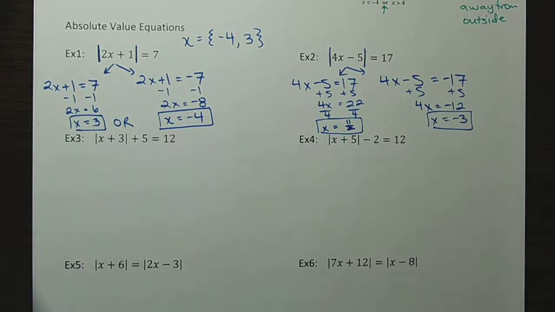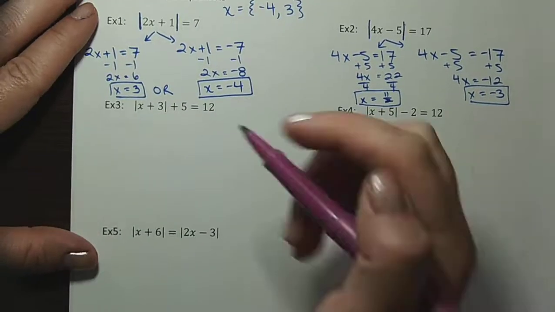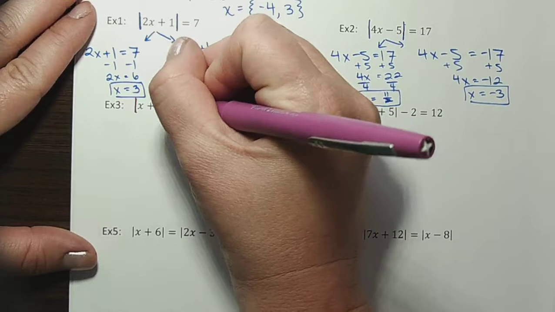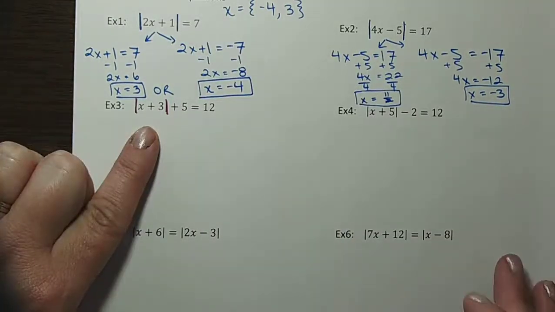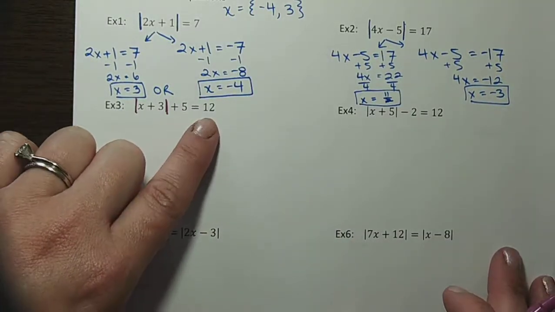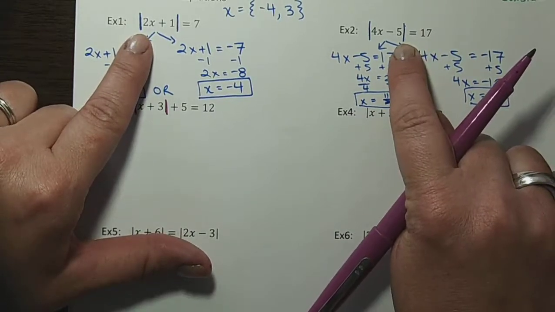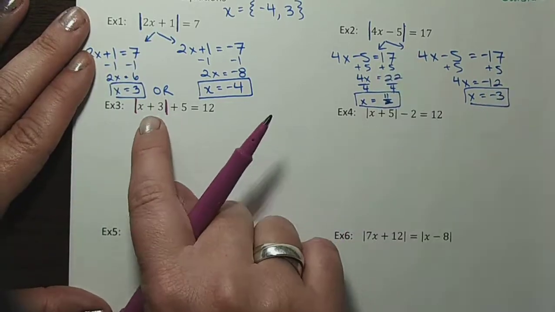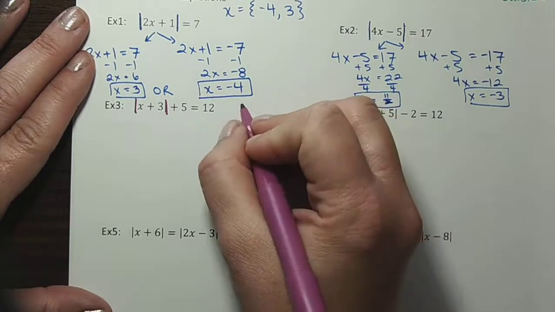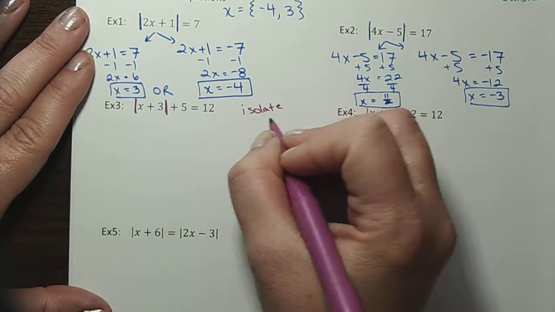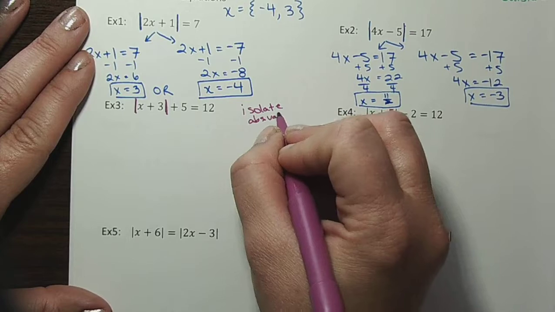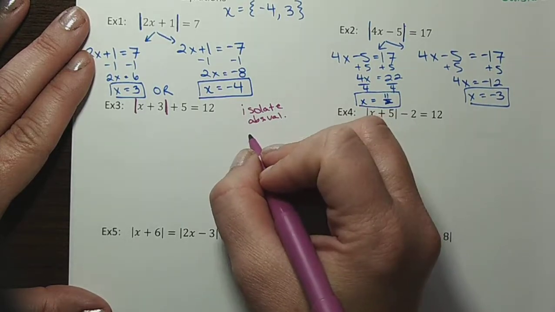Alright, continuing where we left off on example 3 for absolute value equations. I want you to look at example 3. It's a little bit different. The absolute value bars are only around x plus 3, and then you still have a plus 5 before the equal sign. In example 1 and 2, there was nothing else besides the absolute value bars on that side of the equal sign. So for example 3, before we split, you have to isolate the absolute value before you split.